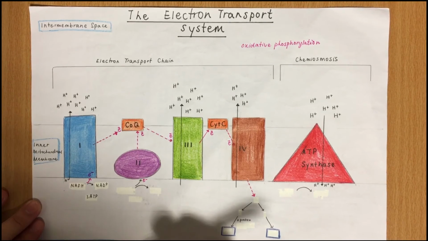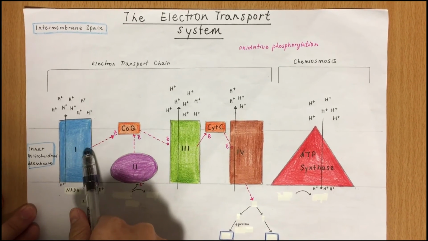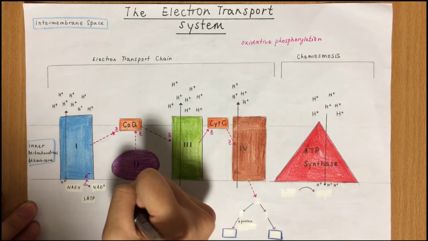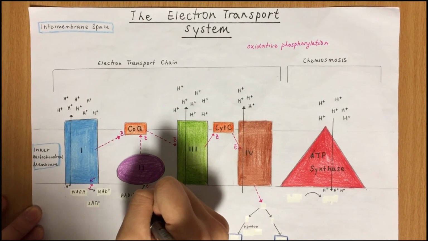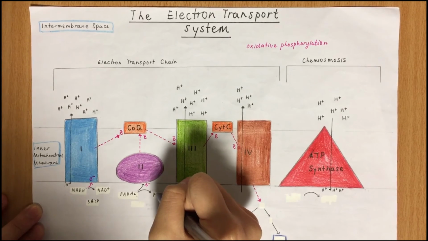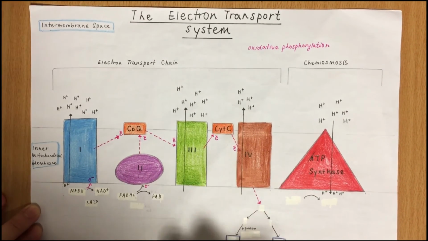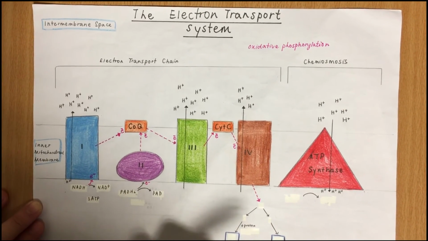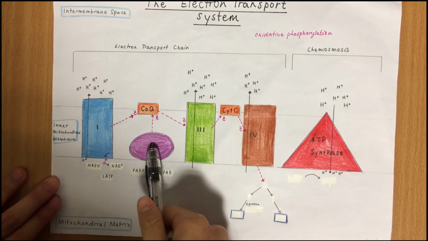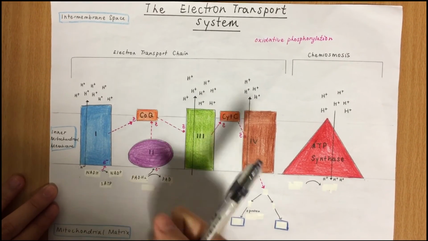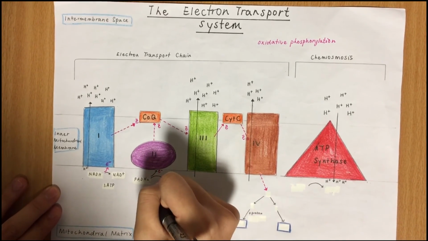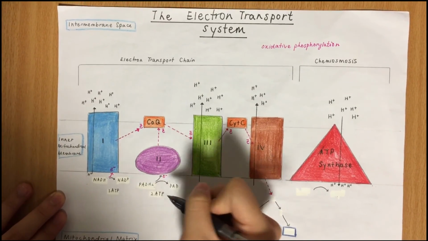Complex 1 then passes its electrons to coenzyme Q. FADH2 comes along and approaches complex 2. FADH2 gives up electrons and turns into FAD. However, complex 2 cannot pump protons from the mitochondrial matrix into the intermembrane space. The electrons then pass to coenzyme Q. FADH2 enters at coenzyme Q, producing only 2 ATP per FADH2.